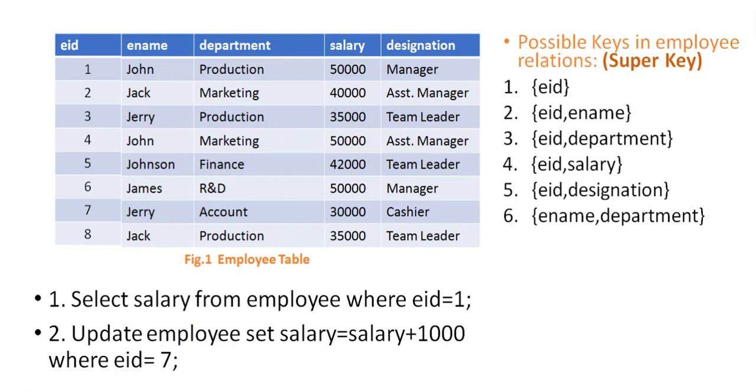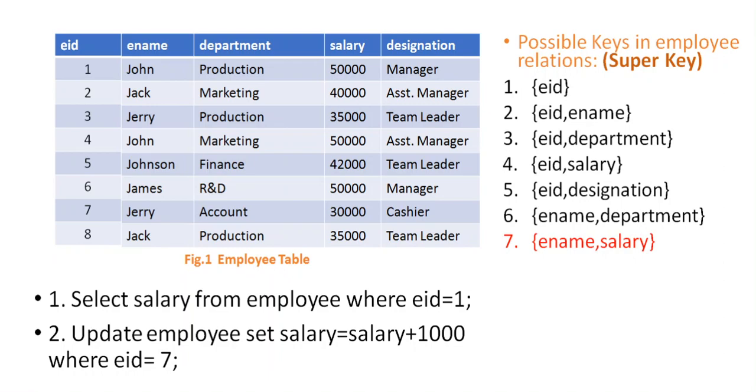Similarly, we have two employees with the name Jerry. Jerry who is working in production, so my first set is Jerry production. Again there is another employee called Jerry who is working in the account department, so my other set is Jerry account. Take this set, ename and department. So I have two different sets. The enames are the same but the departments are different. So this ename and department can be a key.